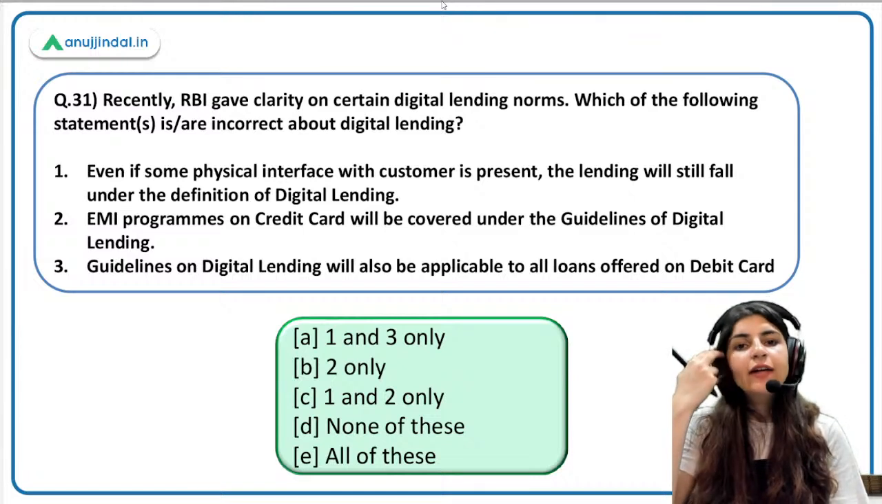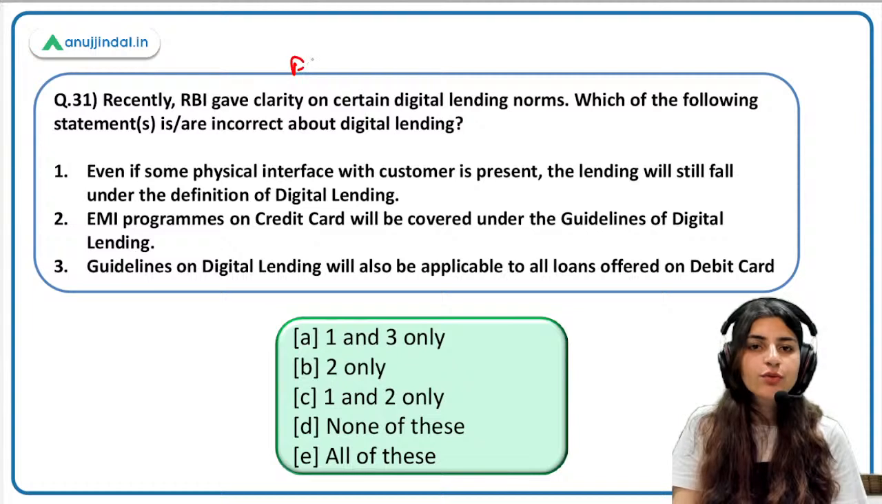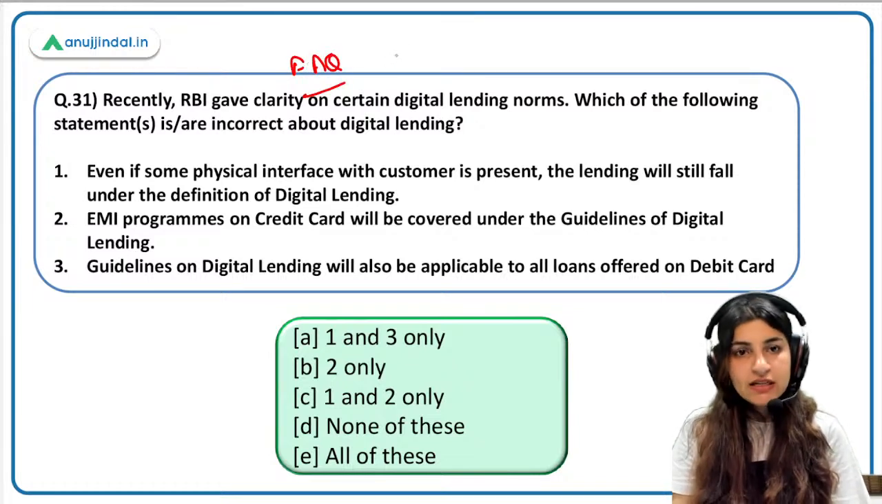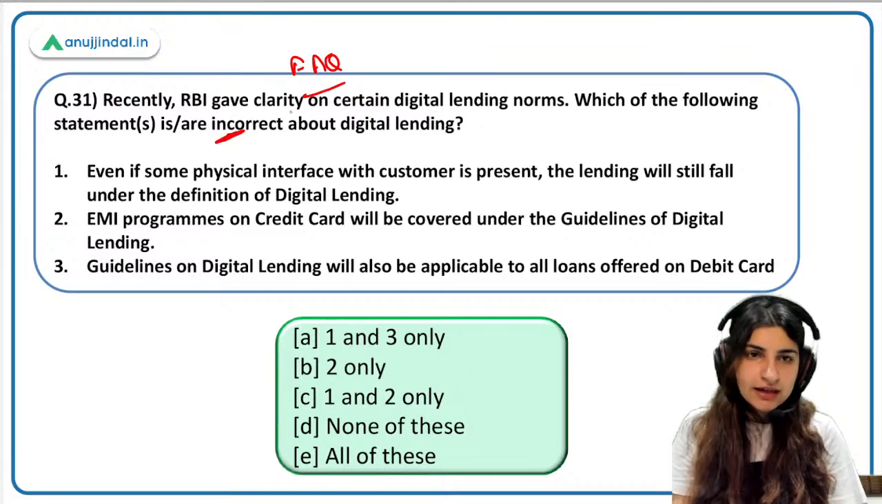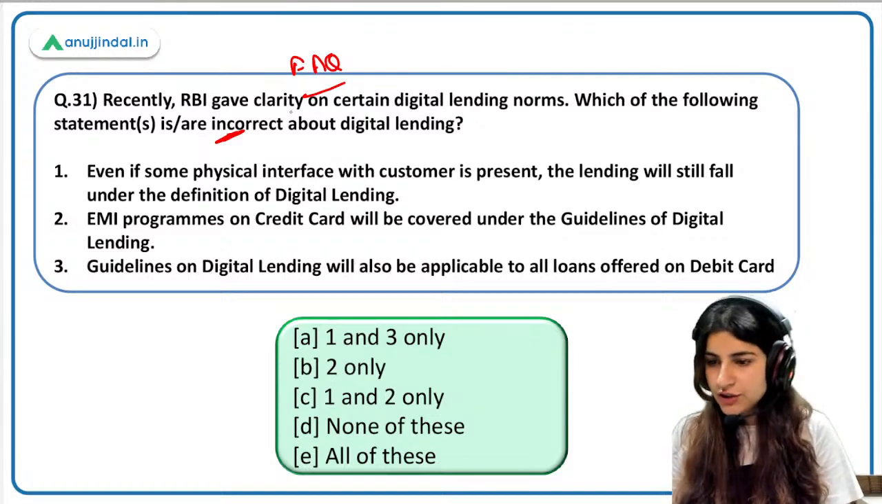Recently, RBI gave clarity on certain digital lending norms. Yes, तो FAQs में RBI FAQ section में digital lending norms पे कुछ clarity आई थी. Which of the following statements are incorrect about digital lending? Even if some physical interface with consumer is present, the lending will still fall under the definition of digital lending.